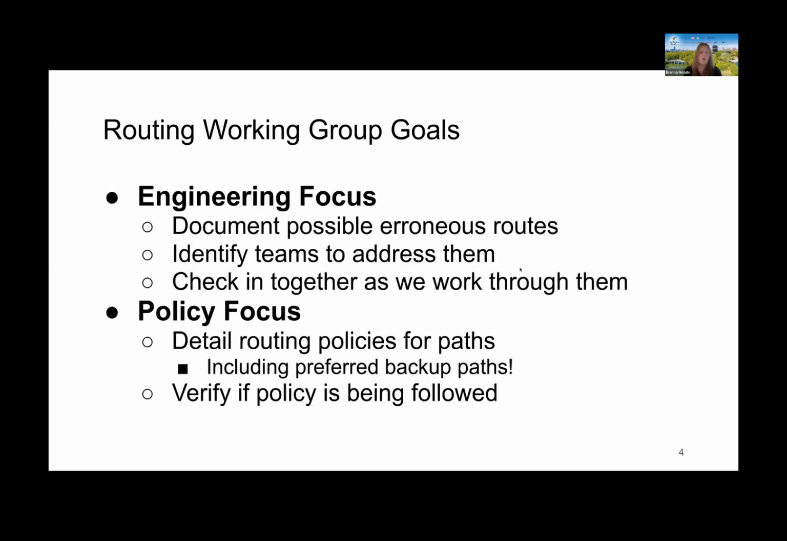So our goals, obviously, many of us are network engineers, so we have an engineering focus. That is to document possible anomalous or erroneous routes, identify some teams to address them within the routing working group, and then check in together as we work through them. We would also like to have a policy focus, so detailed routing policies for paths, including preferred backup paths, and verify if the policy is being followed throughout the international communities.